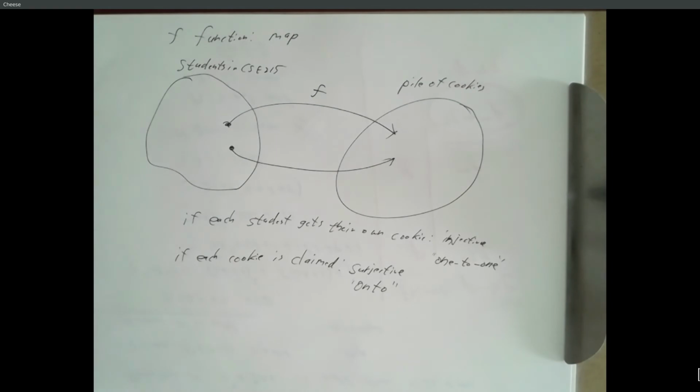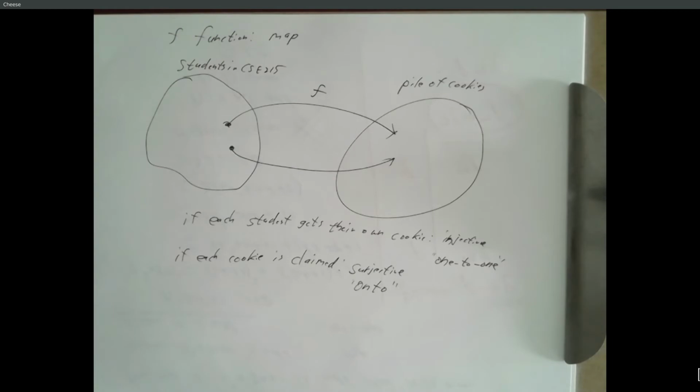You might have a single cookie over there and everybody gets mapped to it. That's the most non-injective function possible. Everybody's sharing the same cookie, but it is surjective. It's onto because every cookie is being mapped to. On the other hand, you could have a trillion cookies over here and 23 of them will be mapped to from students. It might be injective, might not be, but it's not going to be surjective. There's points over here in the codomain that are not mapped to from anything.